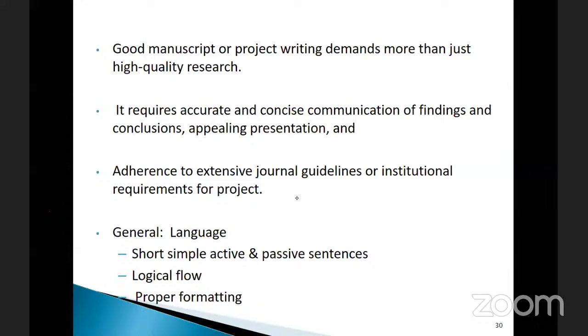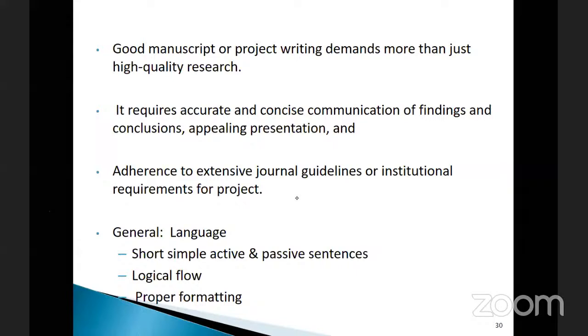Now, adherence to journal guidelines or institutional requirements for the project. If you're submitting your manuscript to a journal, please look at the guidelines. If you're writing a protocol for ethical approval, there will be a guideline. Look at the guideline. If you're submitting a manuscript for publication to the Nigerian Journal of Pharmacy or the West African Postgraduate College Journal, they all have guidelines. Any journal has guidelines to authors. So first of all, you have to get those guidelines, read them, understand them, and format your work to suit their guidelines.